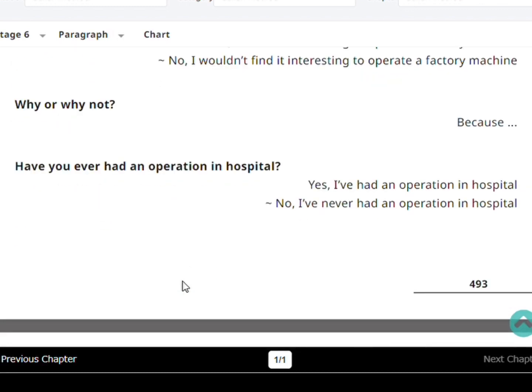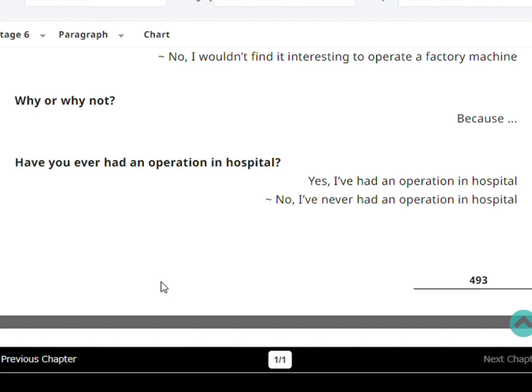Next, have you ever had an operation in hospital? Yes or no? No, I've never had an operation in hospital. Very good.